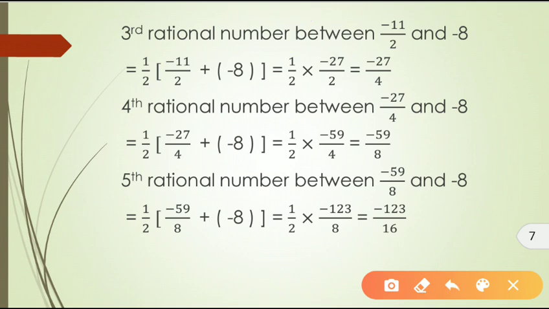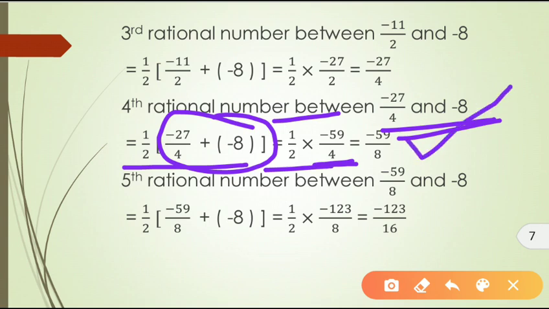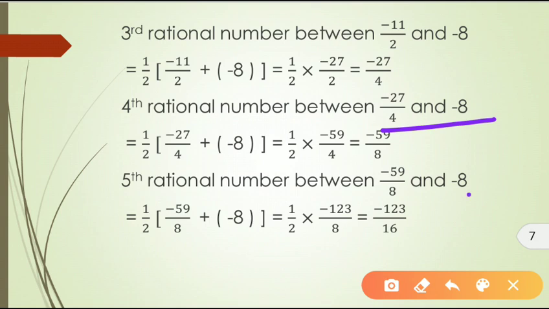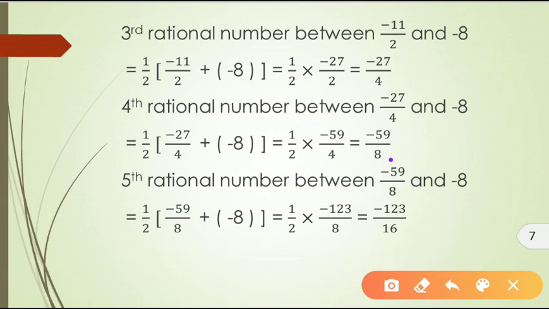In the same way, the fourth rational number, between this, 1 by 2 a plus b. When you solve this, you will get this. Multiply the numerator, then the denominator. This is the fourth rational number. Fifth rational number, between this, this is a, this is b. 1 upon 2 a plus b. When you solve, you will get this, means this is the fifth rational number.